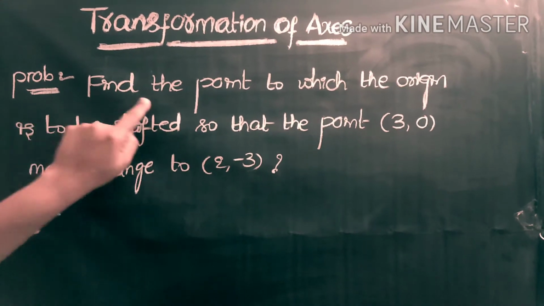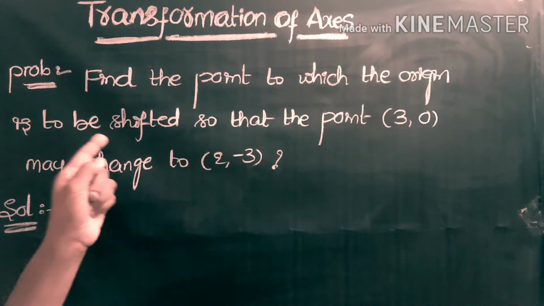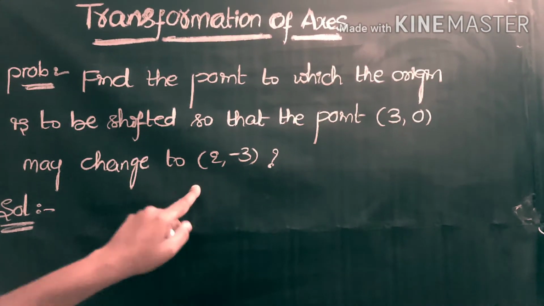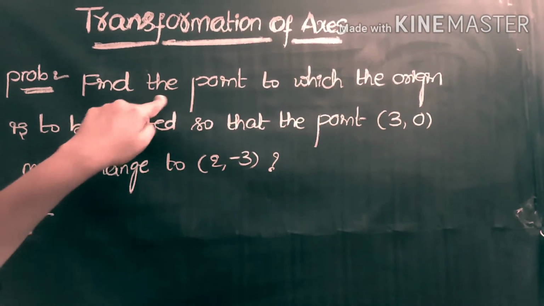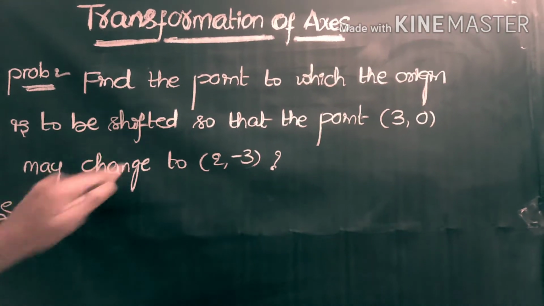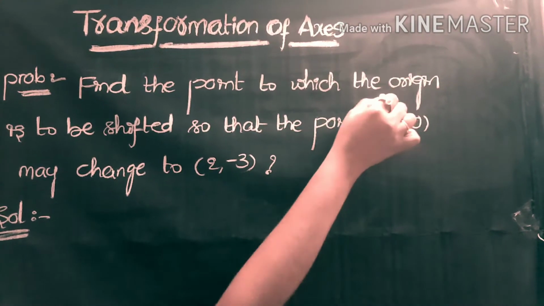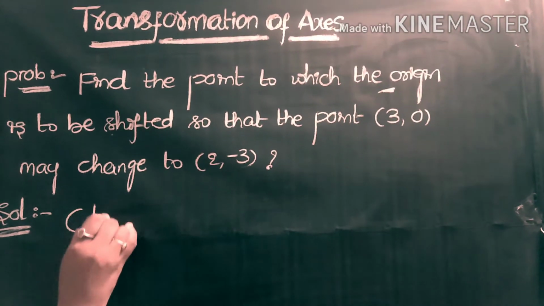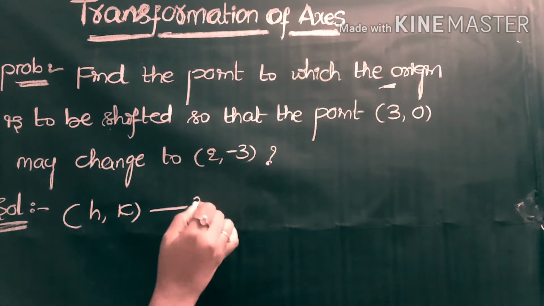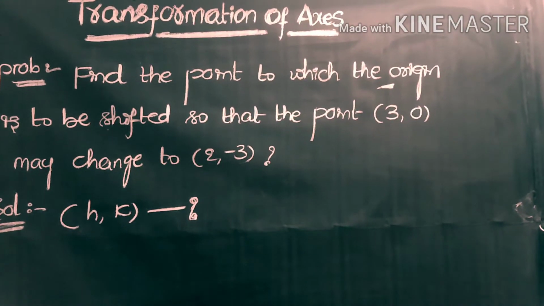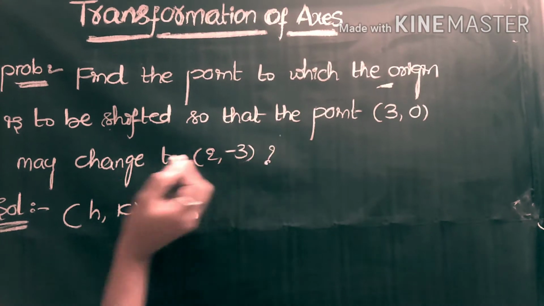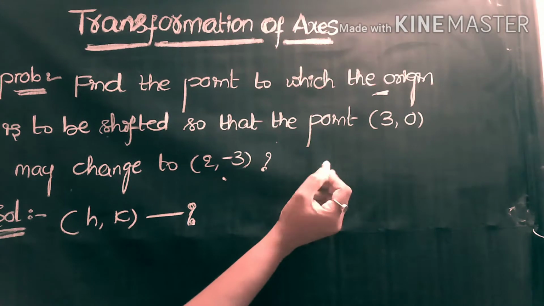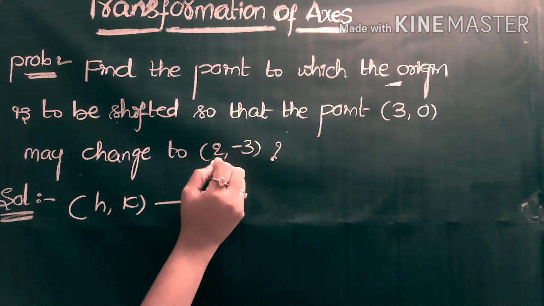Problem: find the point to which the origin is to be shifted so that the point 3 comma 0 may change to 2 comma minus 3. We have to find the point to which the origin is to be shifted, that is, we have to find the coordinates of h comma k. So what is the given condition? The point 3 comma 0 is changed as 2 comma minus 3.